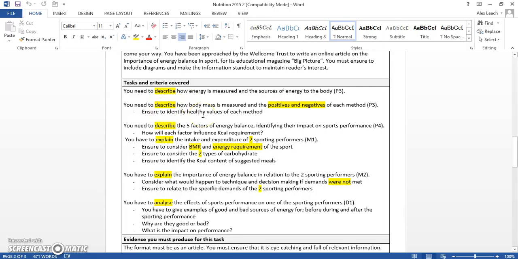Then it says you need to describe how body mass is measured and the positives and negatives of each method. Now, what most people did was they included positives and negatives of each method, and they were really good. However, describing the methods is where you all sort of fell down. You weren't going into enough depth in terms of the protocol. You would put like 2.5 lines, 3 lines to the protocol.